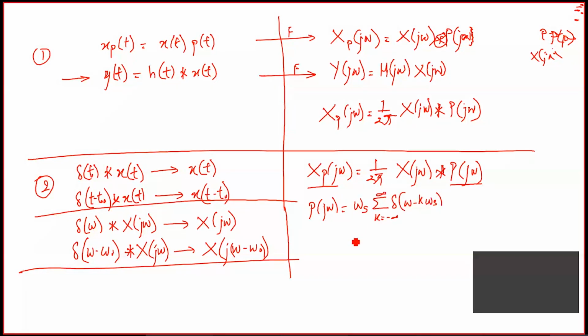First of all, this constant we can just take out. So if you want to do this convolution of this with this, then the factor we can just take out and say that this is ω_s over 2π, and inside you will have this convolution of X(jω) convolved with this whole summation right here, which is k equal to minus infinity to infinity, and these are impulses, ω minus kω_s. This is what you will end up getting.